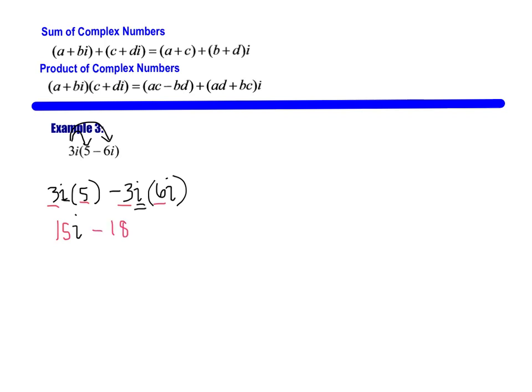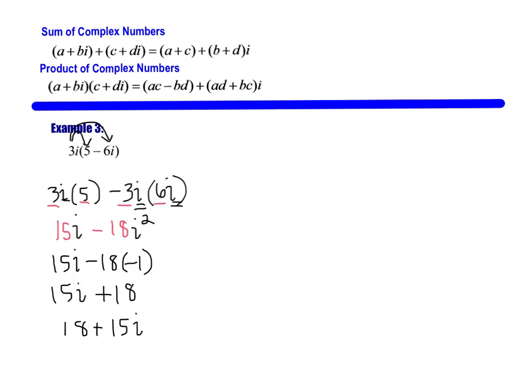And now we have i times i, which is i squared. Now don't forget, you can't leave i squared because i squared by definition is -1. So we have 15i minus 18 times a -1. -18 times -1 is positive 18. We want to write our answer in standard form, which means the real part first, imaginary part second.